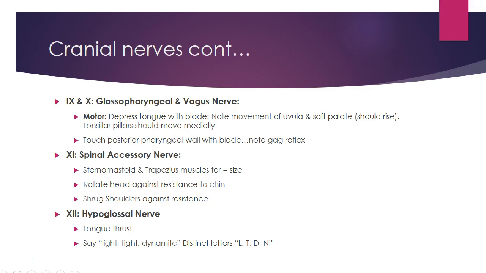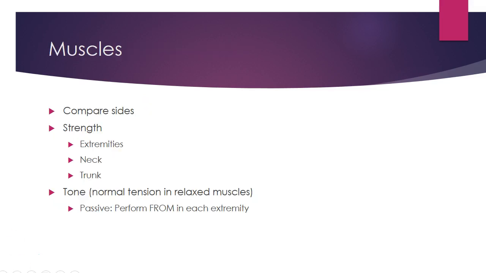The spinal accessory nerve, and the way you test that is to rotate their head against your hand to see if they have resistance, and shrug shoulders against resistance. The hypoglossal nerve, you want to do the tongue thrust, and say light, tight, dynamite, to see if they are distinct with how they say those letters L, T, D, and N. For the muscle part of it, you're going to compare sides.